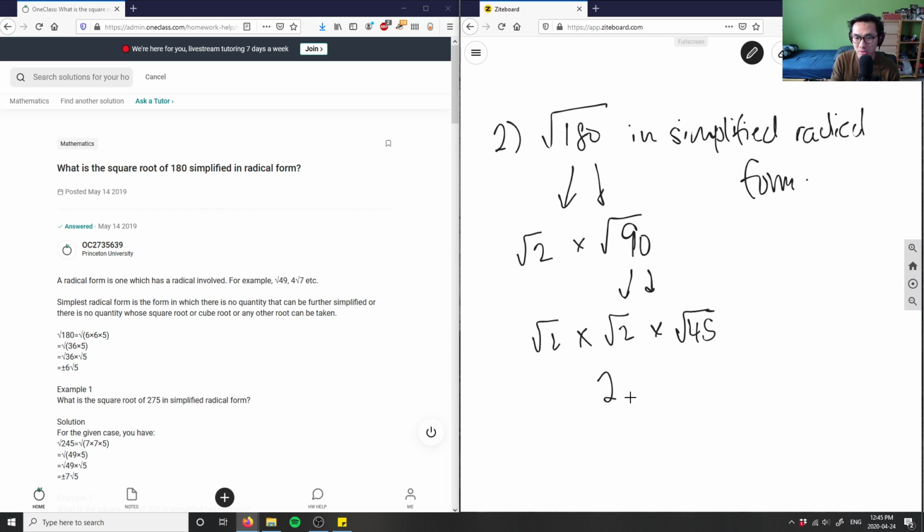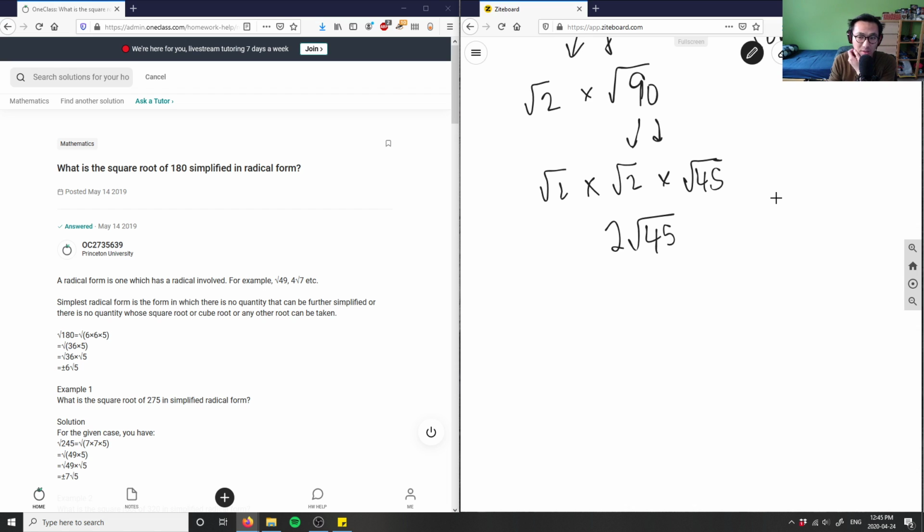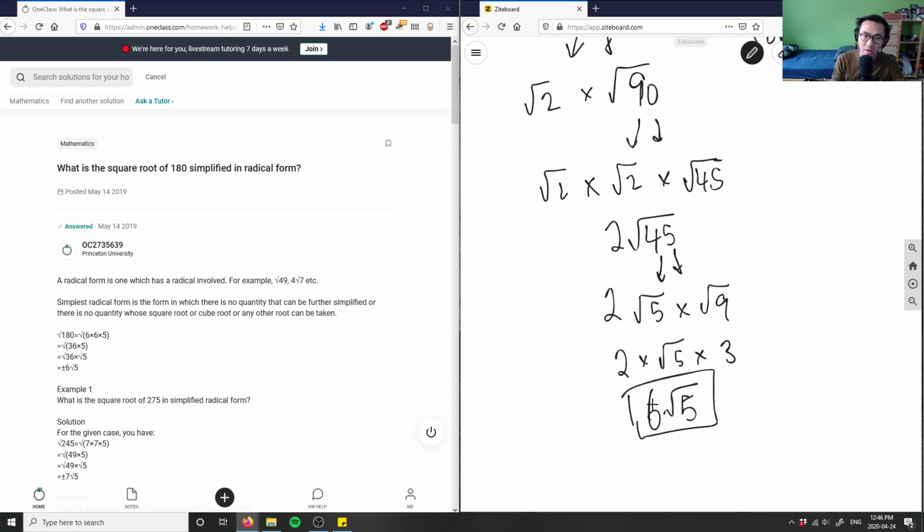So 2 times root 2 is simply 2. This is 2 root 45. Can I break this down even more? I can, right? I can simply divide 45 by 5 to get 9. So I'm going to break this down into 2 components: root 5 times root 9. Then I know it's 2 times root 5 times the square root of 9, which is 3. Let me see if I can show you visually better. 2 times 3 here is 6, so this is simply 6 times root 5. And this will be my solution for the simplified radical form of 180. So this is 6 root 5.